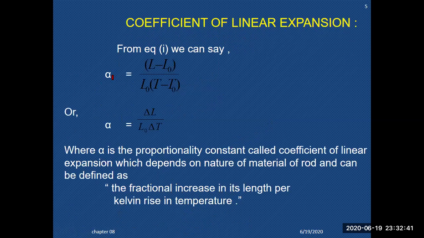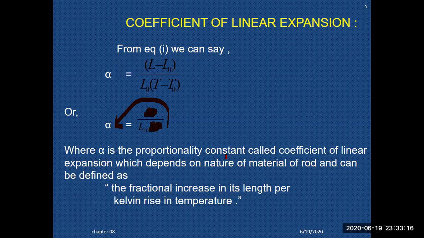So from equation 1, alpha is equal to L minus L naught, the change in length, divided by the original length times the change in temperature. If anybody asks you to define the coefficient of linear expansion, it is defined as the change in length per degree rise in temperature per original length. Change in length per original length per degree rise in temperature. So this is the concept of coefficient of linear expansion.